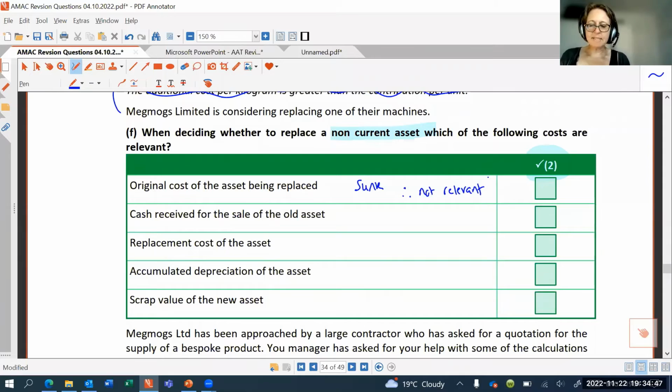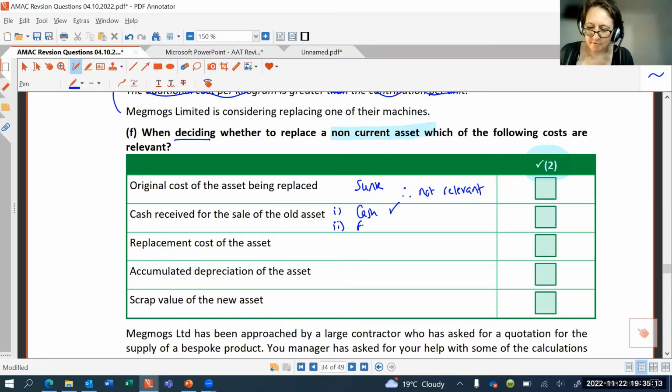How about the cash received from the sale of the old asset? Just check the criteria. You're making a decision. So if you decide to go ahead and change your asset, you receive cash for the old one, rather, to finance the new one. So criteria, is it cash? Yes.